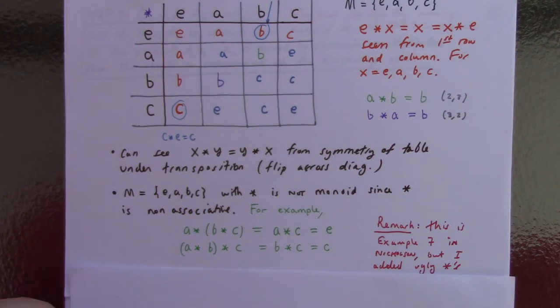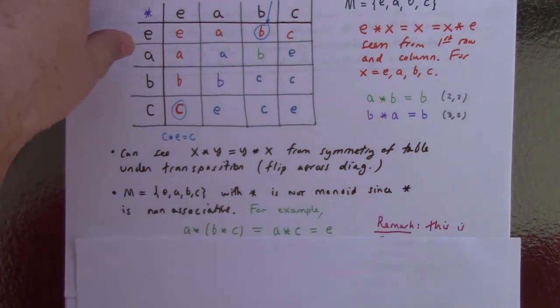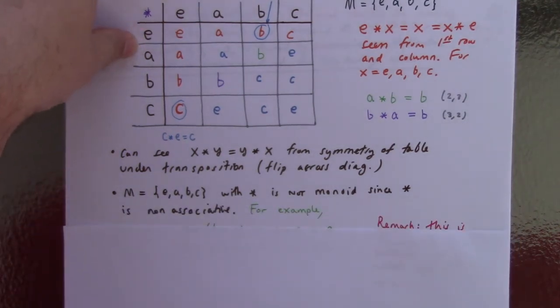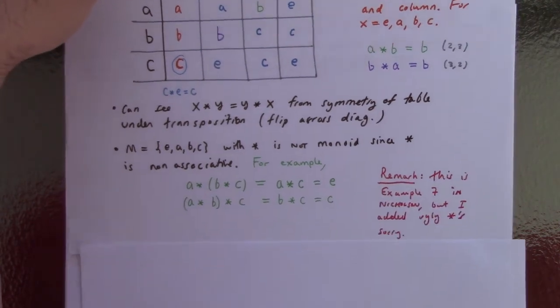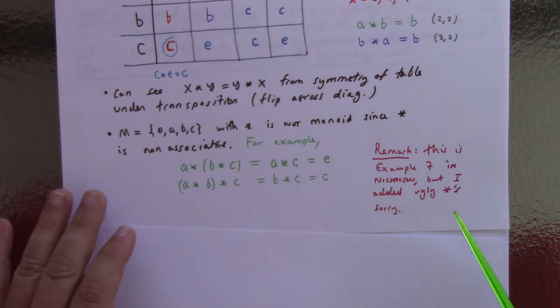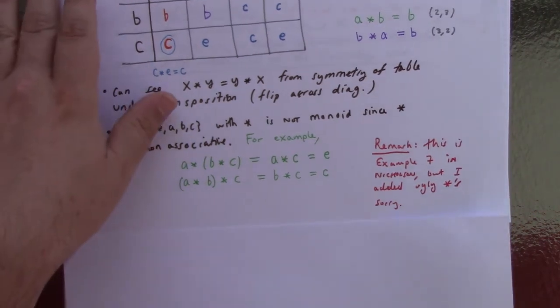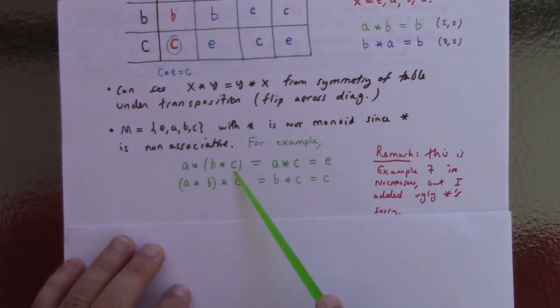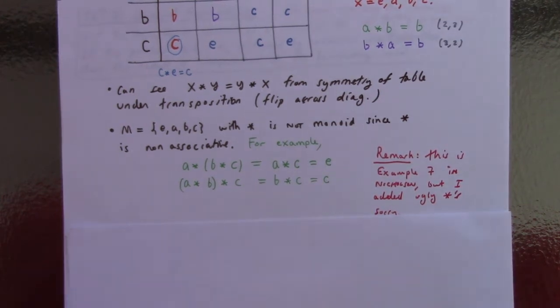Okay, so anyway, this is a commutative binary operation. It's not a monoid, though, because it's not associative. Here's an example. If you look at A times B times C, it's not equal to A times B times C with appropriate grouping, right? Multiply BC first, we get E. Multiply AB first, and then C last, we get C. These are, of course, not equal.